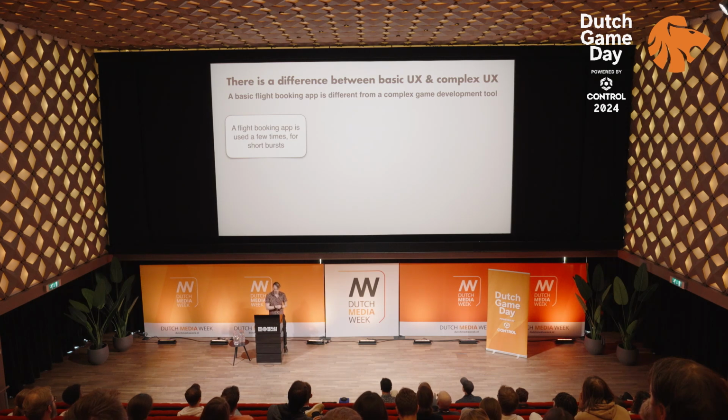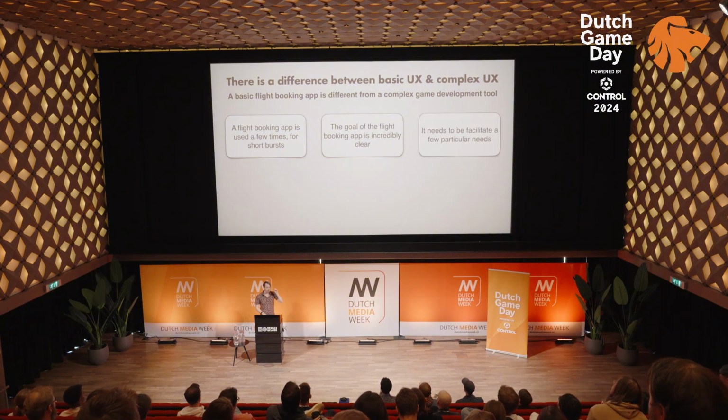Like, I need to book a flight. This is what I need to do. So the goal of the booking app is incredibly clear. I want to fly from here to here on this date. I know what I'm going to do before I even open up the app. So it needs to facilitate a few very particular needs, right? Like, it needs to do those tasks incredibly well, but it's just those. And we know exactly what's going to happen.